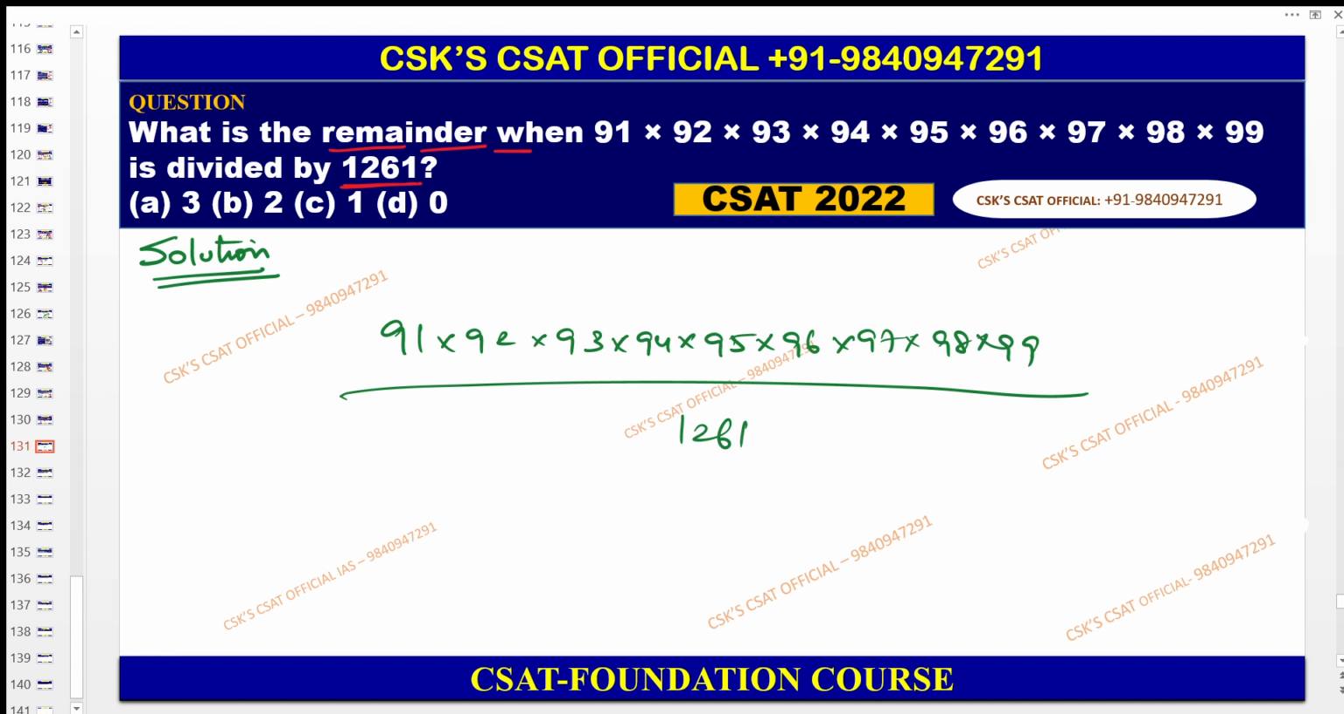Simple thing here is find the factors of 1261. In your foundation class, I mentioned one thing here. When the numerator, or when the product, at least one of the product completely vanishes, which means it is completely divisible by the divisor, then the remainder is 0. When that remainder is multiplied with the rest of the remainder, surely 0. So therefore, we need to check whether it is completely divisible. Okay, that is the first thing.